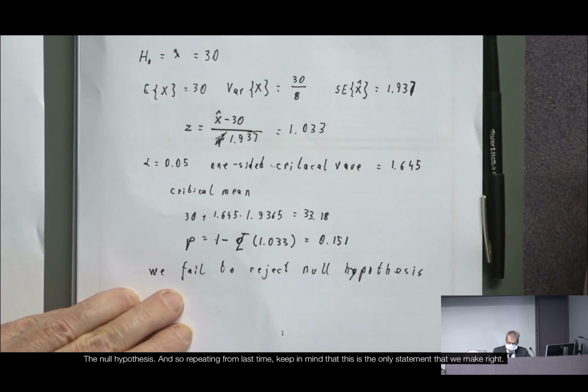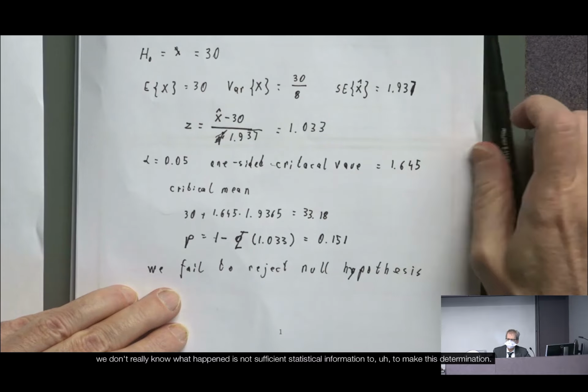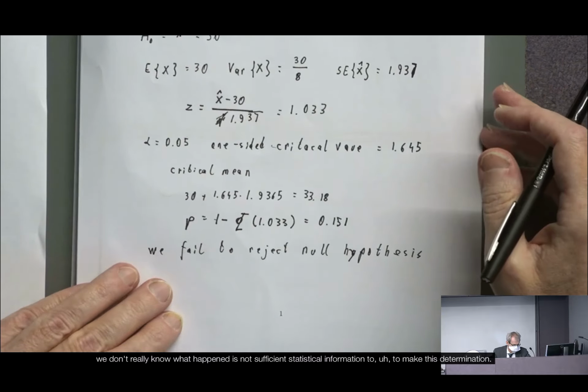And so repeating from last time, keep in mind that this is the only statement that we make. We cannot say with the required significance level that the website improved things. However, we also cannot say that it failed to improve things. We just have an indeterminate statement of, well, we don't really know what happened. There's not sufficient statistical information to make this determination.